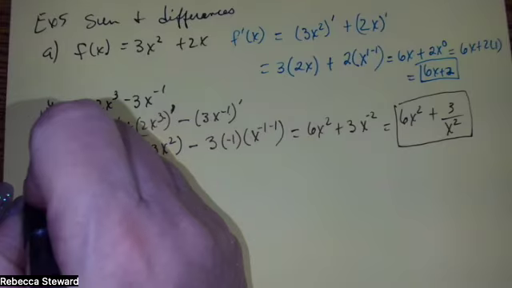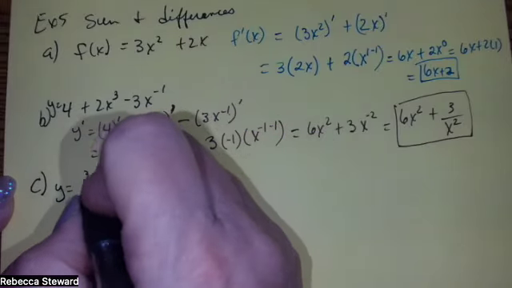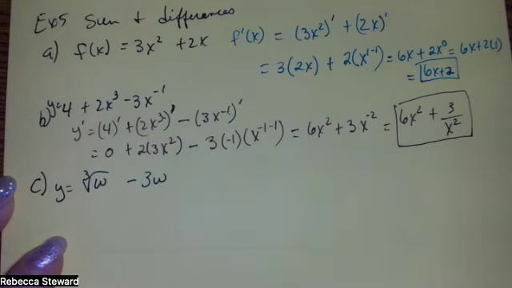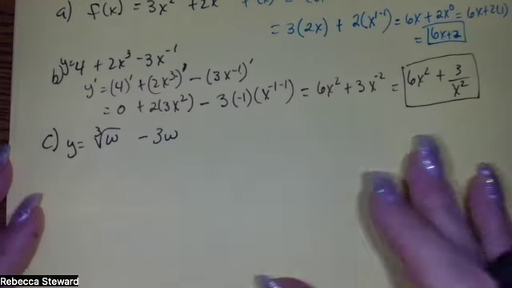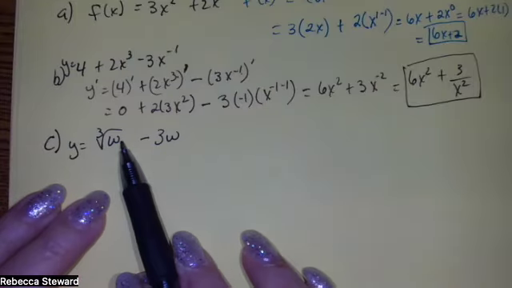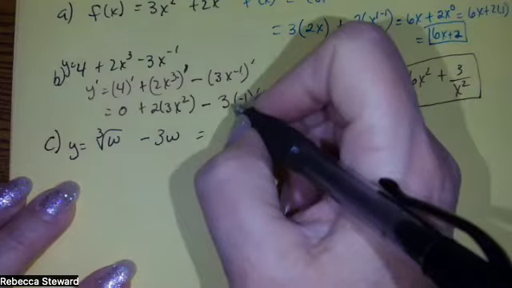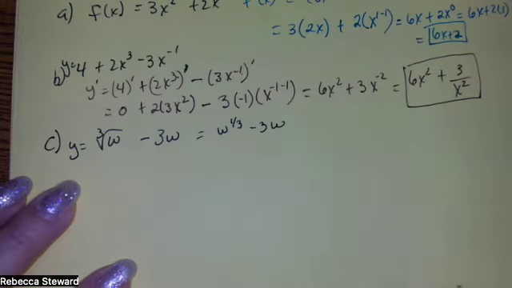All right, let's look at C. C, we have y is equal to the cubed root of w minus 3w. Again, we can use all kinds of variables. All right, so this we need to write as w to the 1/3. So we can write this as w to the 1/3 minus 3w. That way we're all good to go.